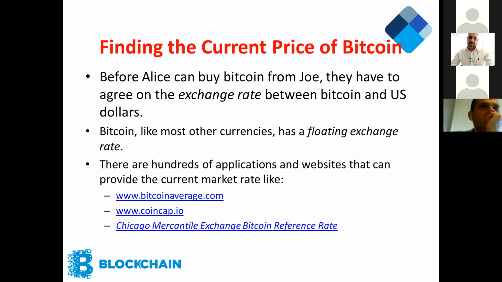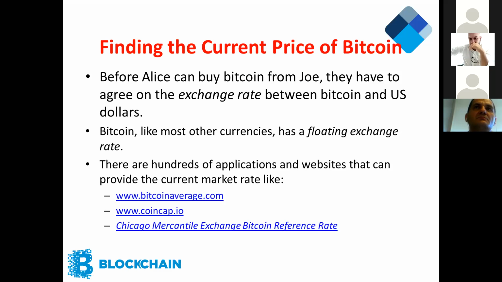Now, see, for example, let's come back to Alice. Alice needs to buy some Bitcoin from Joe. Before buying, they have to agree on the exchange rate between Bitcoin and US dollar. So how will they determine the value of Bitcoin? Bitcoin, like most other currencies, has floating exchange rates. There are hundreds of applications and websites available that can provide the current market rate. A few of the websites I explain here. Let us visit one by one.